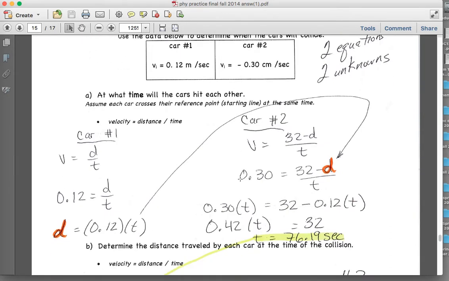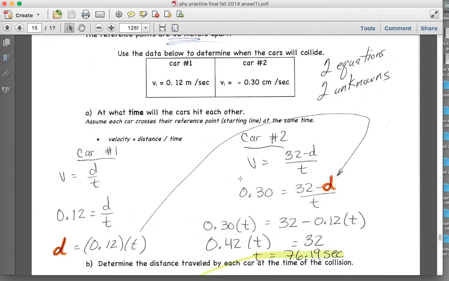Now, the shortcut, and I think a lot of students are recognizing this, the easiest way to do this is to think of these two velocities added together. So 0.12 plus 0.3, those two velocities added together, multiplied by the time they move, will equal the total distance. So the total velocities added together, multiplied by the time, is going to equal the total distance each car covers together. So that is an easy way, I think, to figure out what the time is.